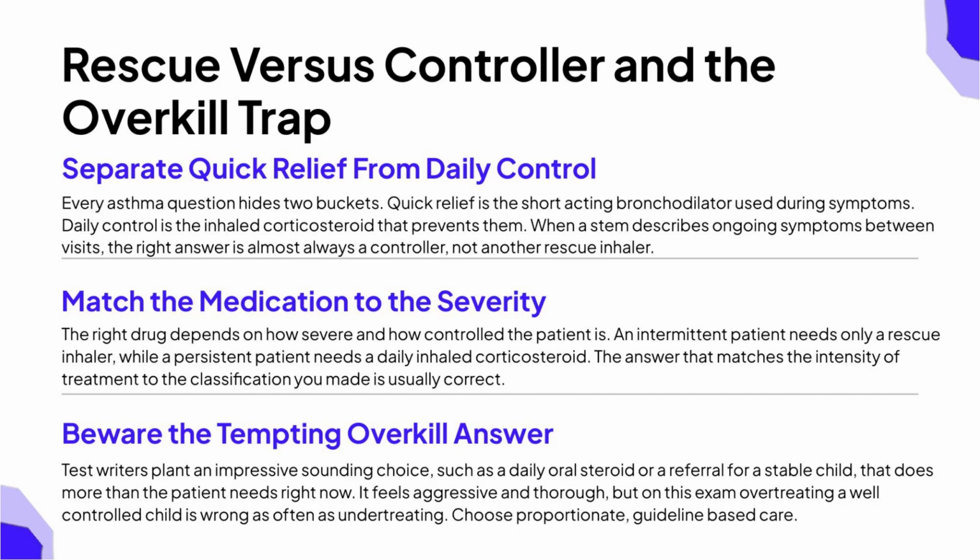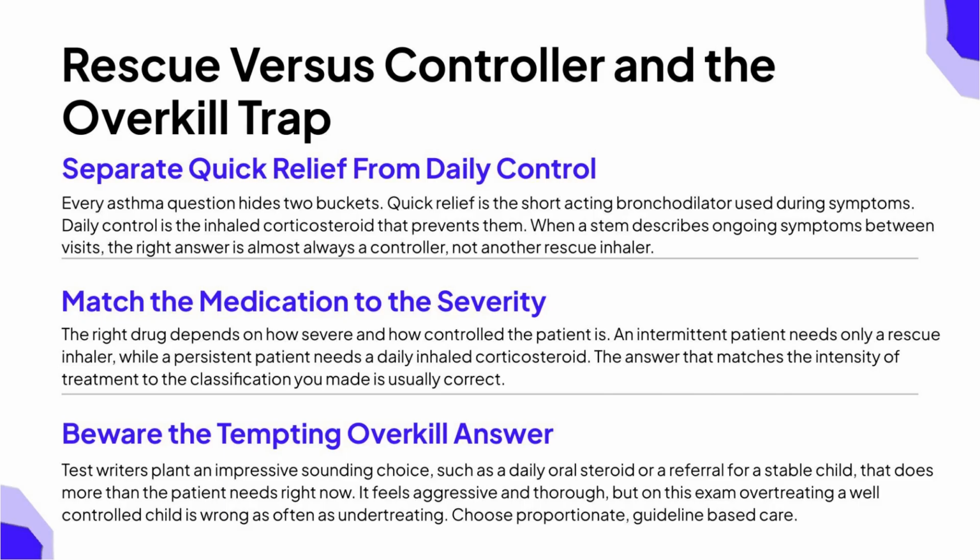An intermittent patient needs only a rescue inhaler. A persistent patient needs a daily inhaled corticosteroid. And beware the impressive sounding choice, like a daily oral steroid or a specialist referral for a stable child. It feels thorough, but overtreating a well-controlled child is wrong just as often as undertreating.